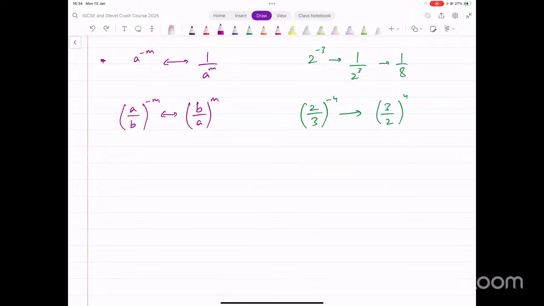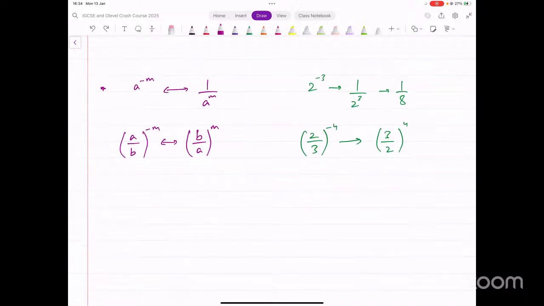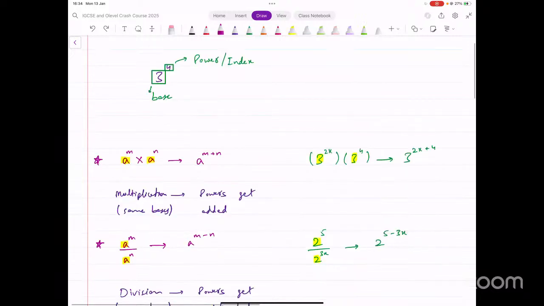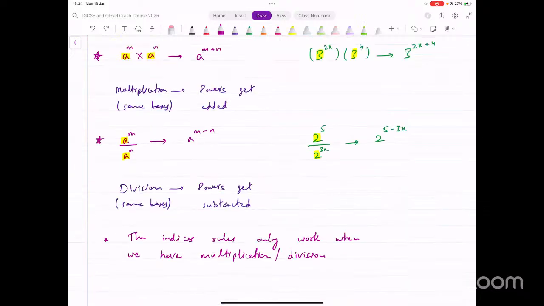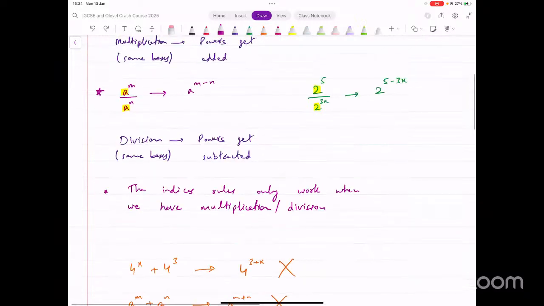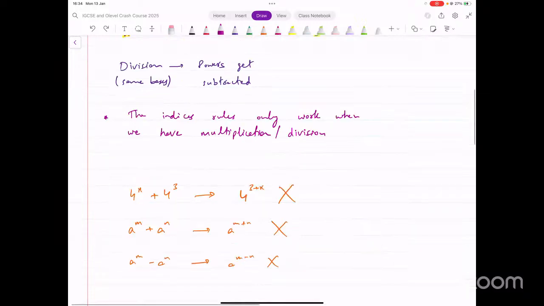All right. Okay. So these are all the rules that we've got in indices. Now there's some special cases after that. So these are the rules that we discussed. Okay. Bases are same and the numbers are multiplying. What do we do with the powers? We add the powers. Bases are same and we are dividing the numbers, powers get subtracted.